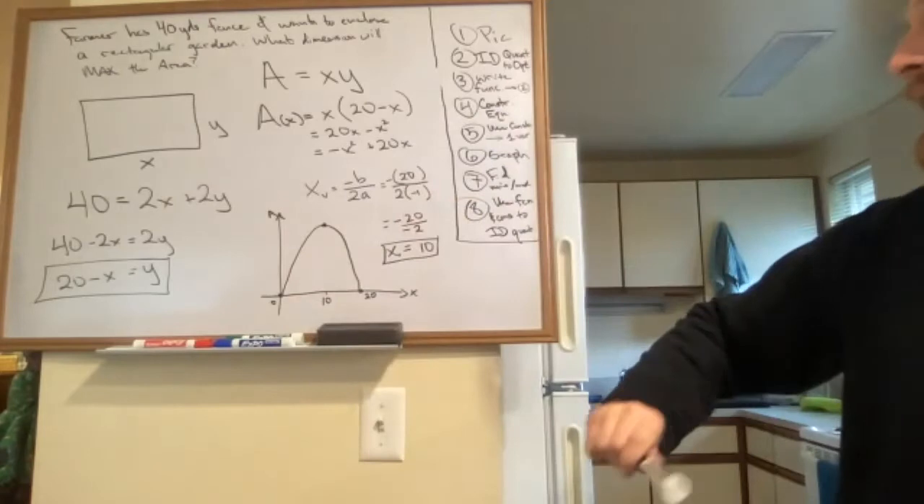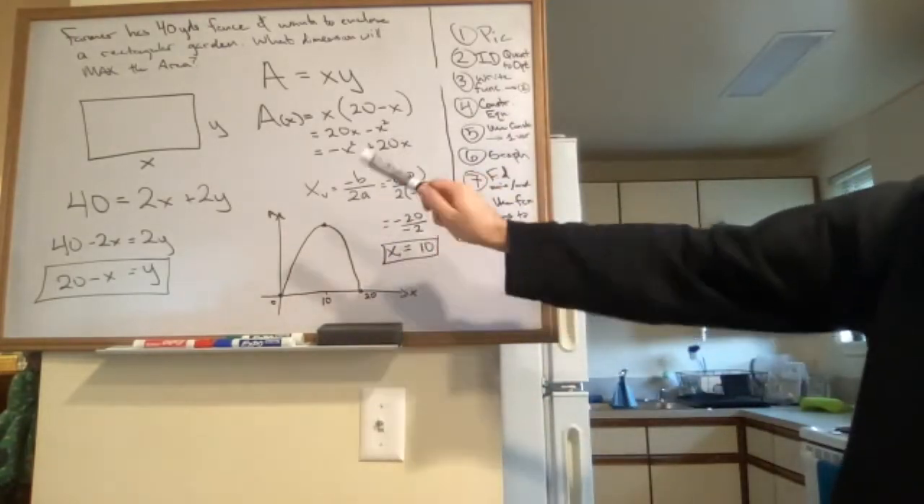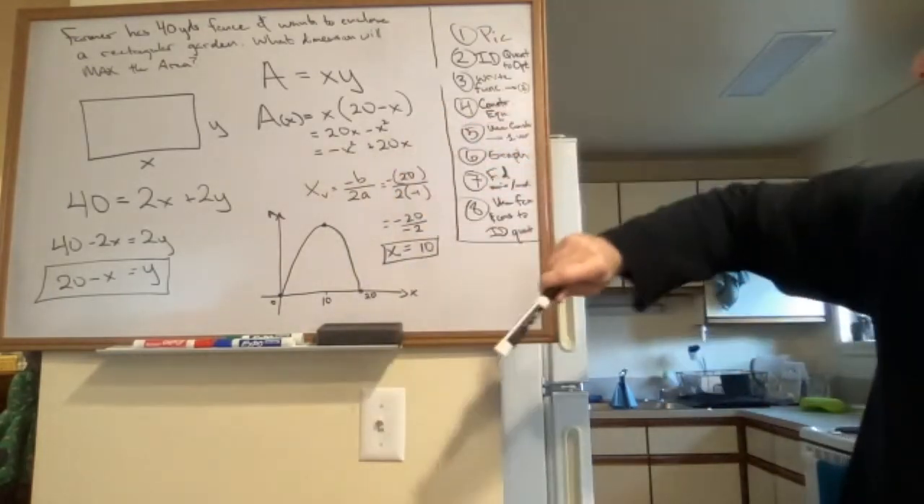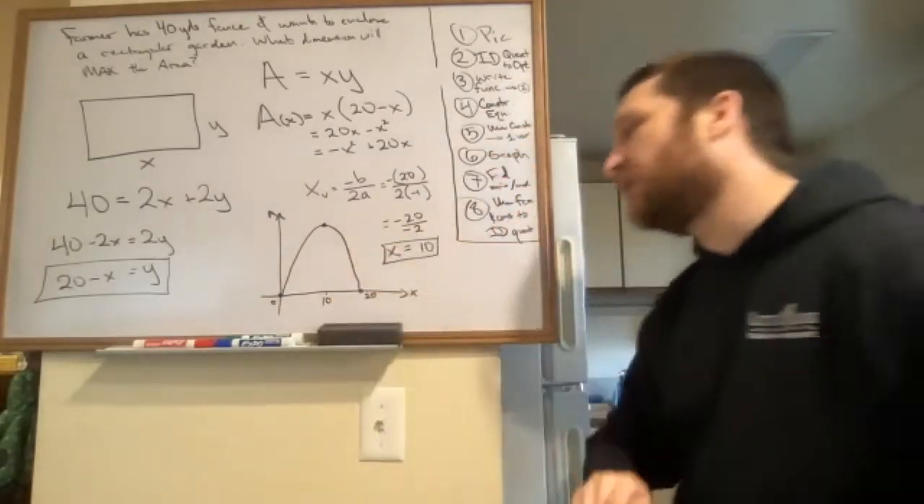Negative b over 2a. Negative b is positive 20, so I plugged it in. 2 is 2. Negative 1 is a, so I plug that in. I get negative 20 over negative 2, which is positive 10. Okay, I feel good about this.